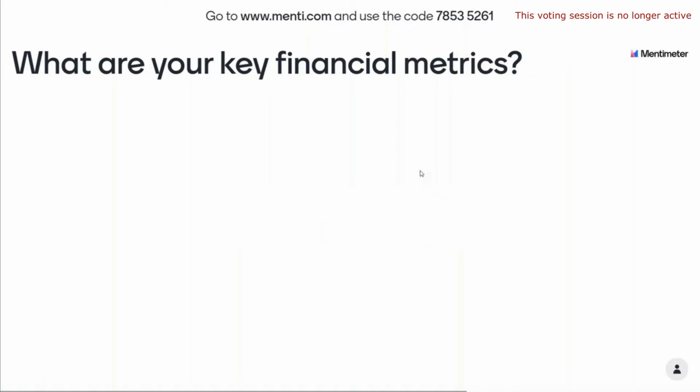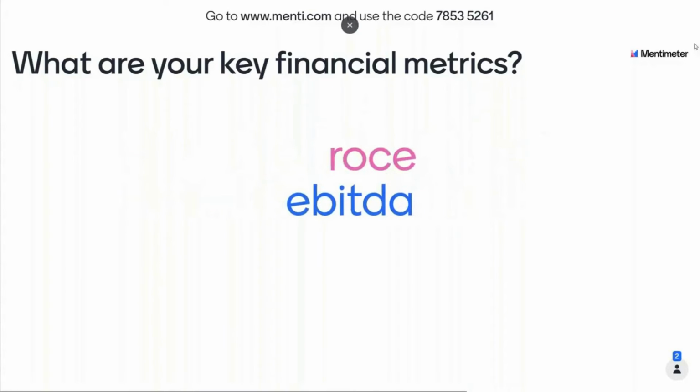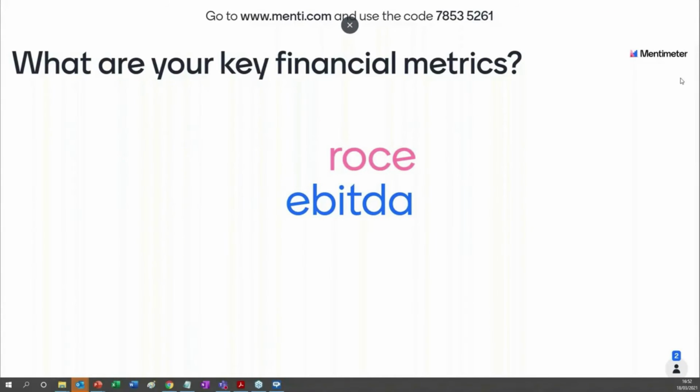So before I start digging into understanding ROCE and the different components of ROCE, if you would need to name 1, 2, 3 key financial metrics, what are your key financial metrics? And I am very flattered that ROCE is the first one popping up on the screen here.